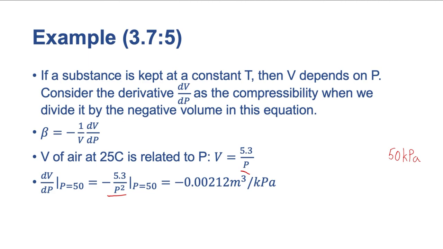Okay, now let's find beta, and of course beta entails multiplying our dV/dP evaluated at whatever value we want. In this case it was 50, and then we multiply that by negative 1 over volume. Okay, so now we will get beta is equal to negative 1 over V dV/dP when P is equal to 50 kilopascals. And if we do that out, it will give us 0.02 meters cubed per kilopascal per meters cubed. All right, and that was our last example.